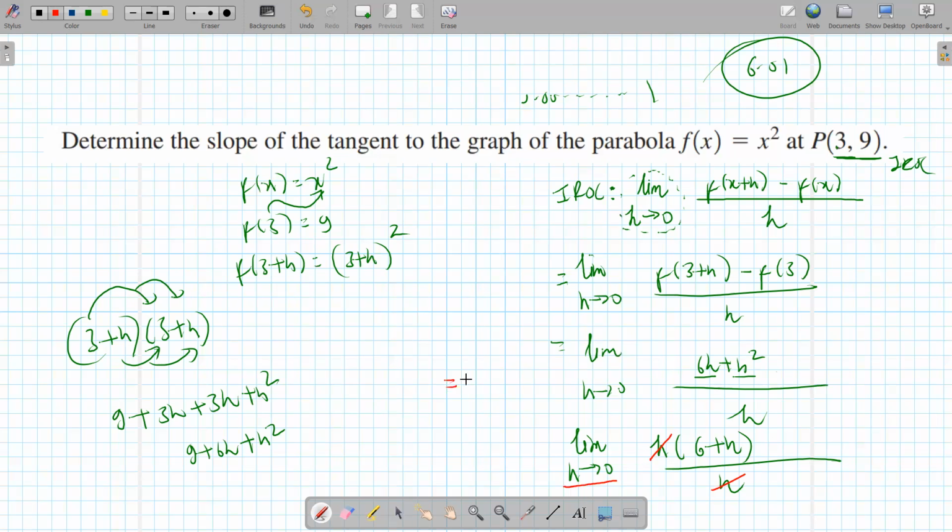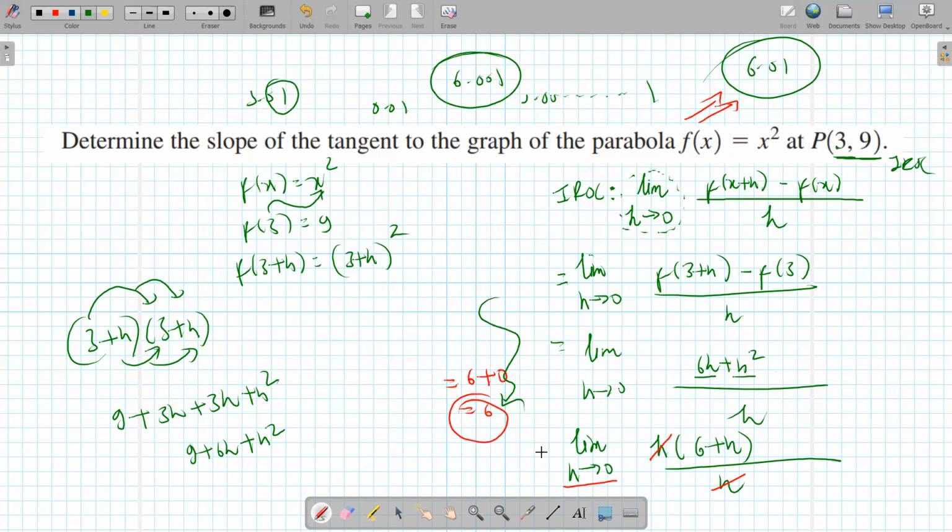So the answer to this question is going to be 6 plus 0. It's going to be 6. There you go. That's the exact answer. This one was an approximation because we picked 3.01, right? The difference was 0.1. If we picked 0.01, it would probably be 6.001. But that's an approximation, whereas doing it algebraically, this right here, 6, is the exact answer. Okay?